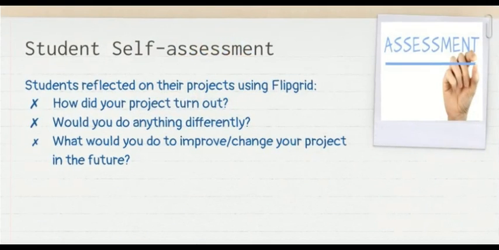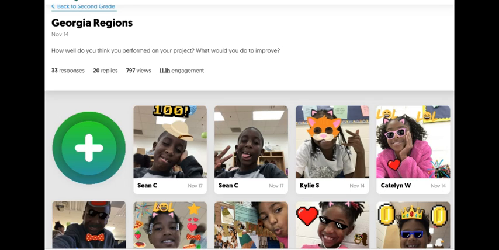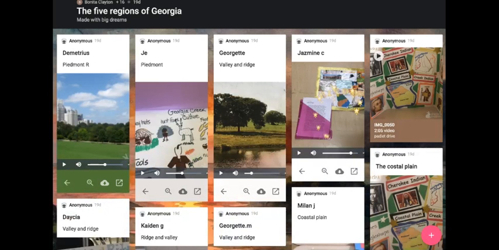The students also had time after creating the project to self-assess how they felt they did using Flipgrid. They assessed themselves on how their project turned out and any changes they would like to make in the future. The students' final projects were placed on a Padlet page so they could be shared with other first graders in the school and also other first graders in Georgia. And lastly, most importantly, their parents. They received feedback on their projects from both their peers and parents.